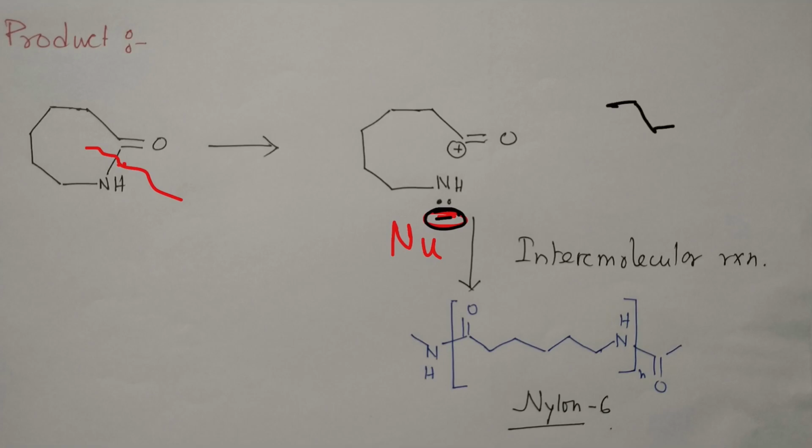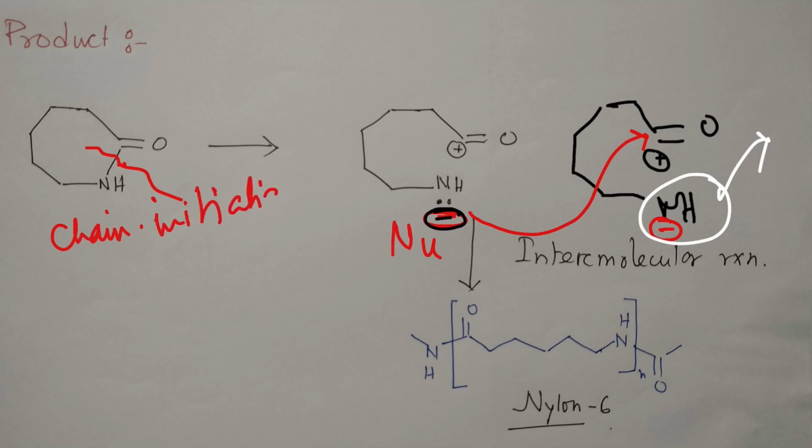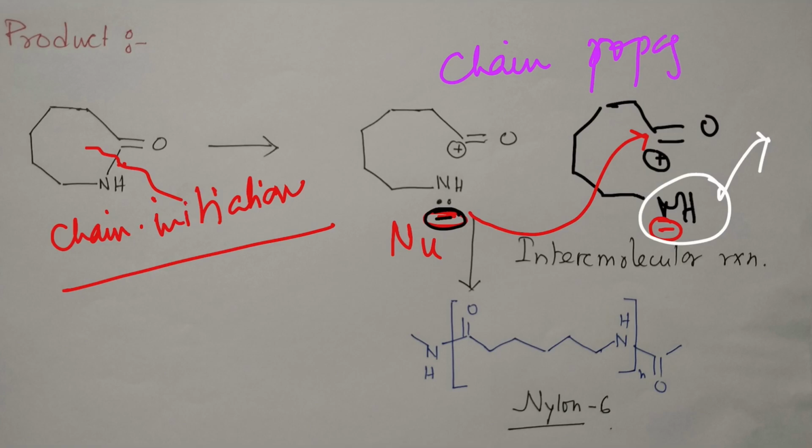You may draw the same thing, but students, whenever you try to draw a big molecule, I request you please be careful about silly mistakes. So this is the N minus. This nucleophile will attack here, so it will be quenched. Another thing, this molecule also has this NH. It can attack another molecule. In this way, chain propagation will go on. So you may consider this is the chain initiation, and this step is chain propagation.